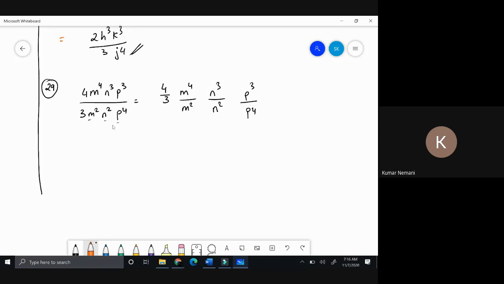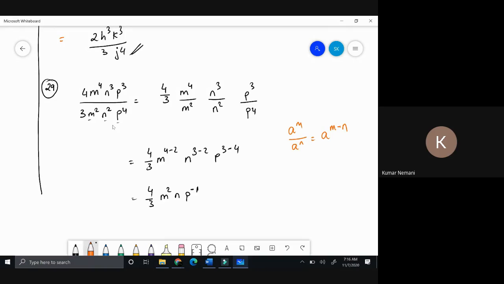One simple formula that we're going to use is a power m divided by a power n is equal to a power m minus n. So this is 4 over 3, m power 4 minus 2, n power 3 minus 2, p power 3 minus 4, which is 4 over 3 m square n p power negative 1.